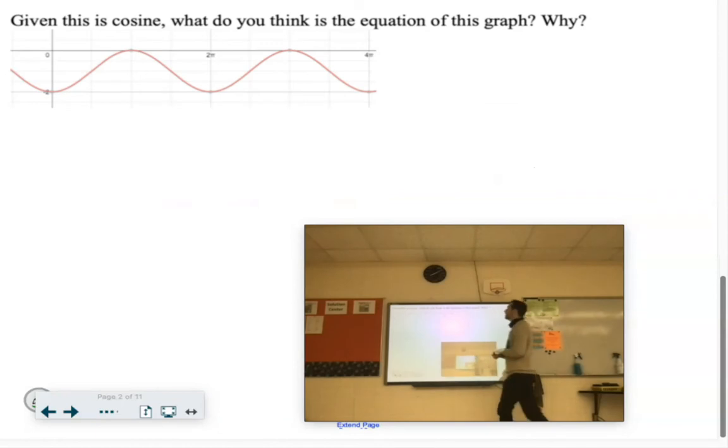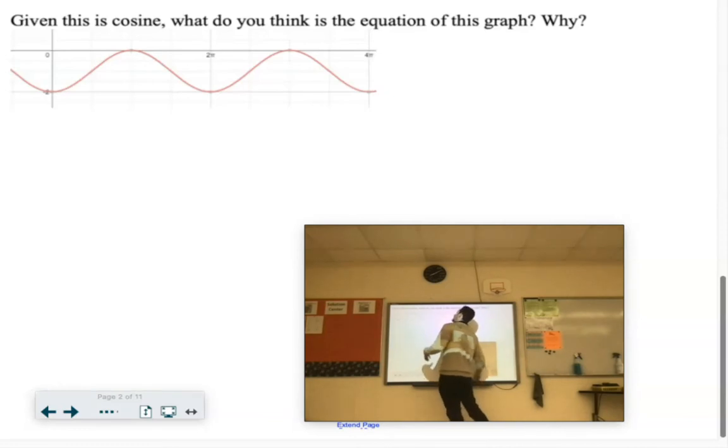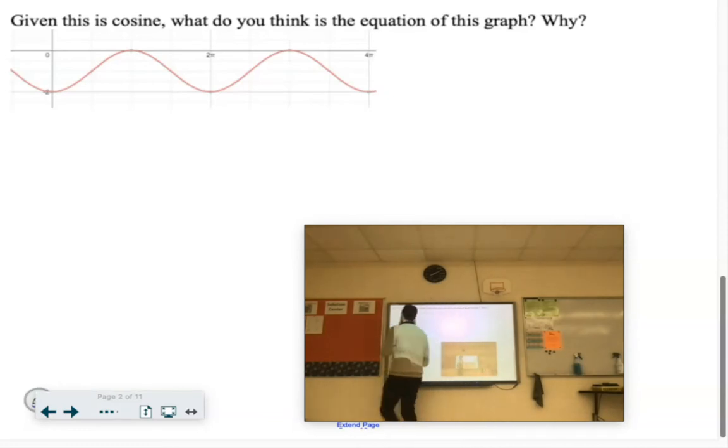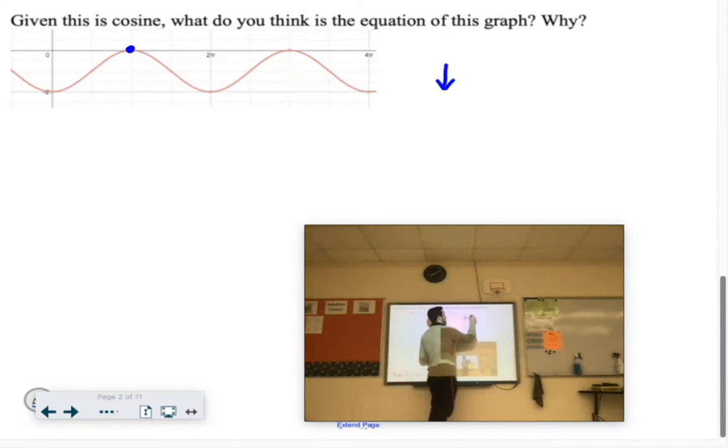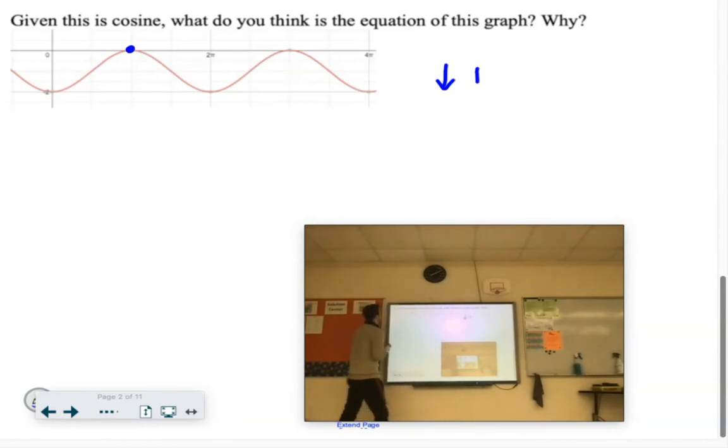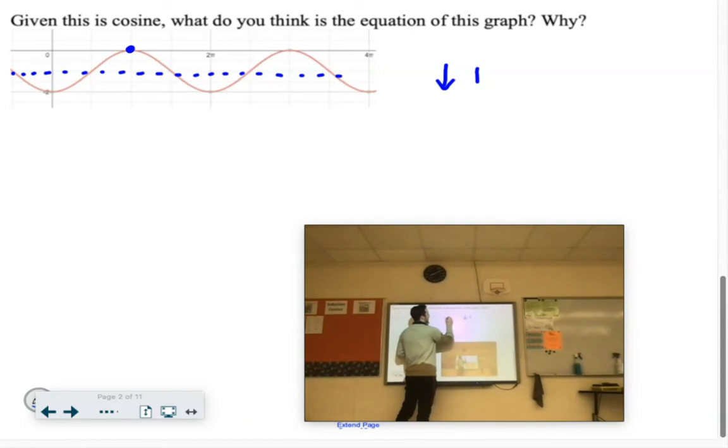Given this is cosine, what do you think is the equation of this graph? Now remember, cosine starts at the top. So in this case, the top of the graph is right here at 0. And usually, cosine is at positive 1, so we know that this has been shifted down 1 unit. Or you can find the center line, and the center line here is at -1.